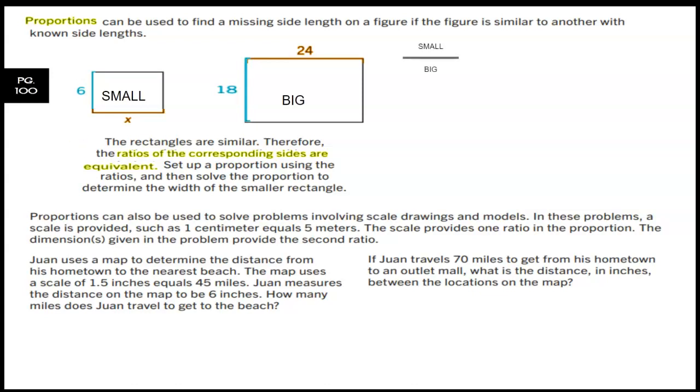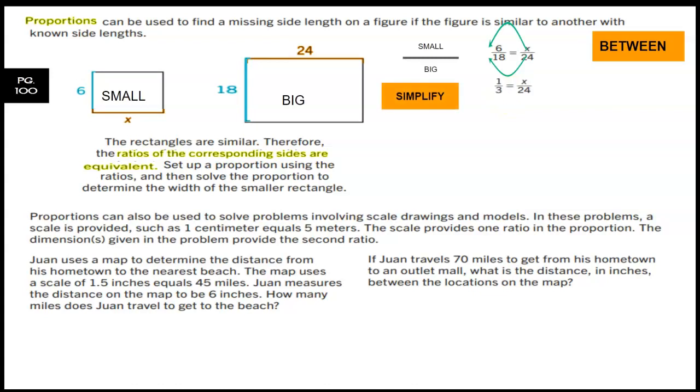We're going to set up a proportion comparing our small to our big in order to find the missing side length. Our proportion will be 6 over 18 is equal to x over 24. We want to find a relationship between those two figures. Though we know 18 and 24 have many things in common, it may be easier to find the relationship by simplifying. I know that 6 out of 18 can simplify to 1/3. Now I can easily see the relationship between those two figures.